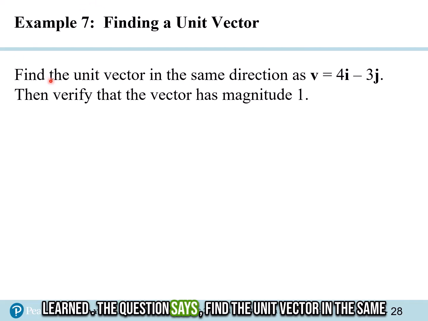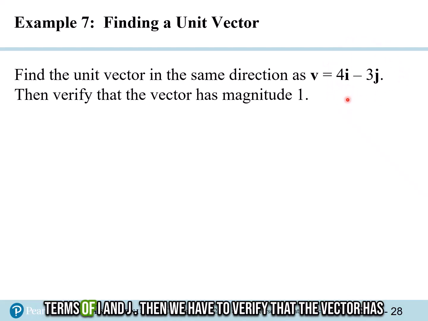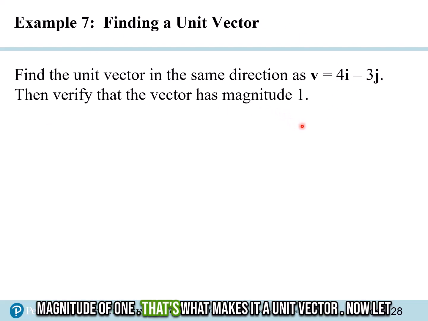The question says find the unit vector in the same direction as v equals 4i minus 3j. Here the vector is defined in terms of i and j. Then we have to verify that the vector has magnitude of 1. That's what makes it a unit vector.